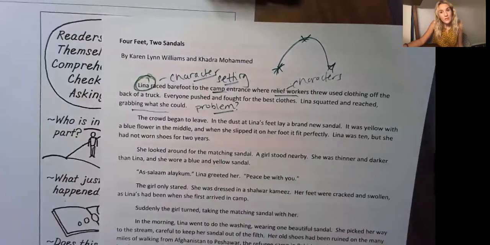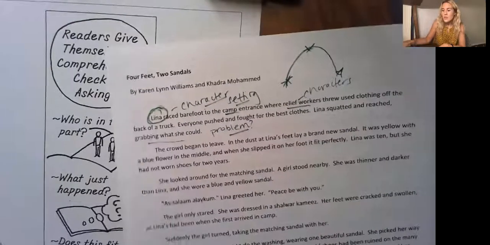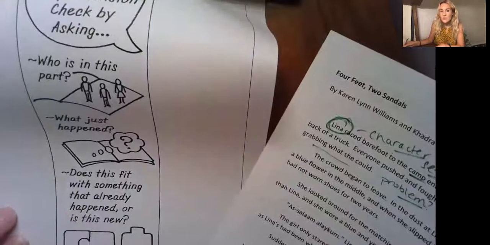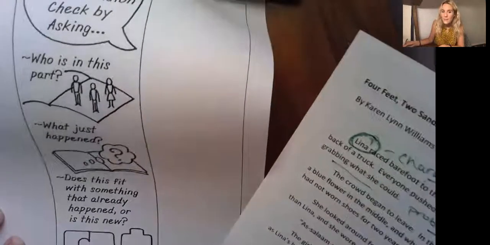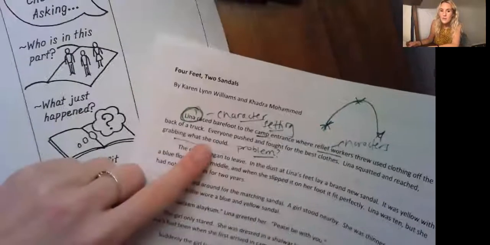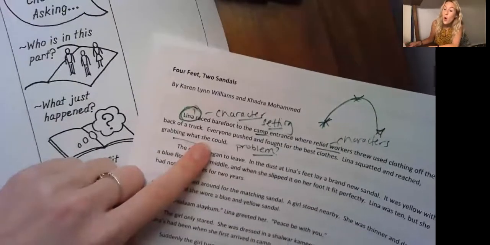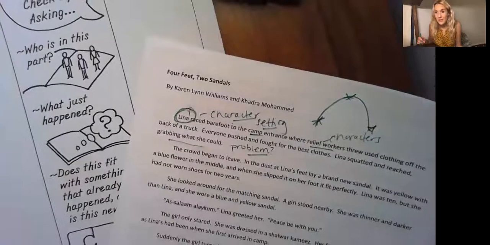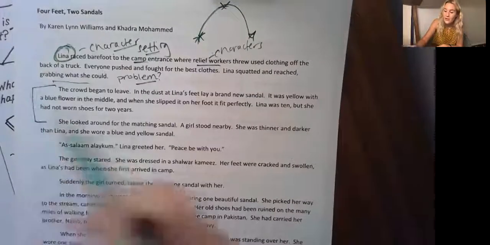If you're watching this video, stop and make a jot. Can you answer these questions? Who's in this part? What just happened now? Does this fit with something that already happened, or is this new information? Do you have more story elements, or can you add on to what you already are learning about the story elements? So right now, write a jot and tag me to it. I want to see what you're thinking about this tiny part right here.